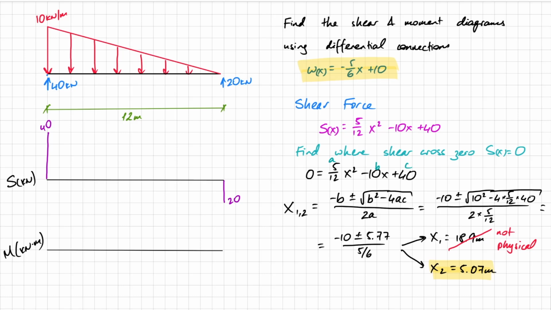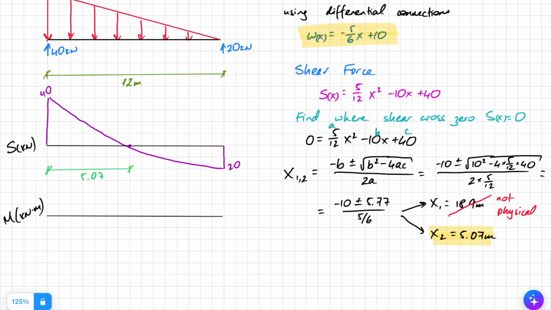And so let's put it on the graph, say roughly somewhere here, 5.07. At that point, the shear is going to be 0. And so the shear force is going to look something like this. Okay, you can see here a parabola starting at 40, crossing 0 at 5.07 and reaching minus 20. And here we have the shear force complete using differential connections.